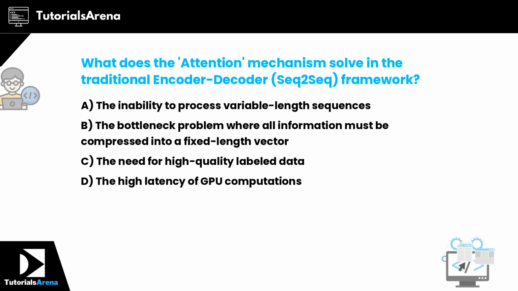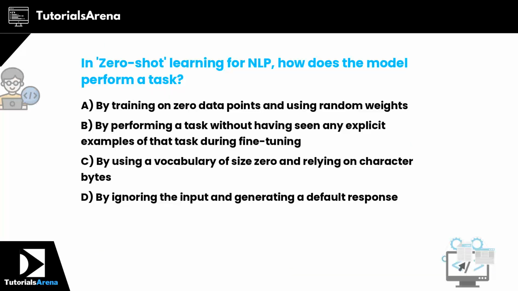What does the attention mechanism solve in the traditional encoder-decoder, sequence-to-sequence framework? The correct answer is option B. The bottleneck problem where all information must be compressed into a fixed length vector. In zero-shot learning for NLP, how does the model perform a task? The correct answer is option B. By performing a task without having seen any explicit examples of that task during fine-tuning.